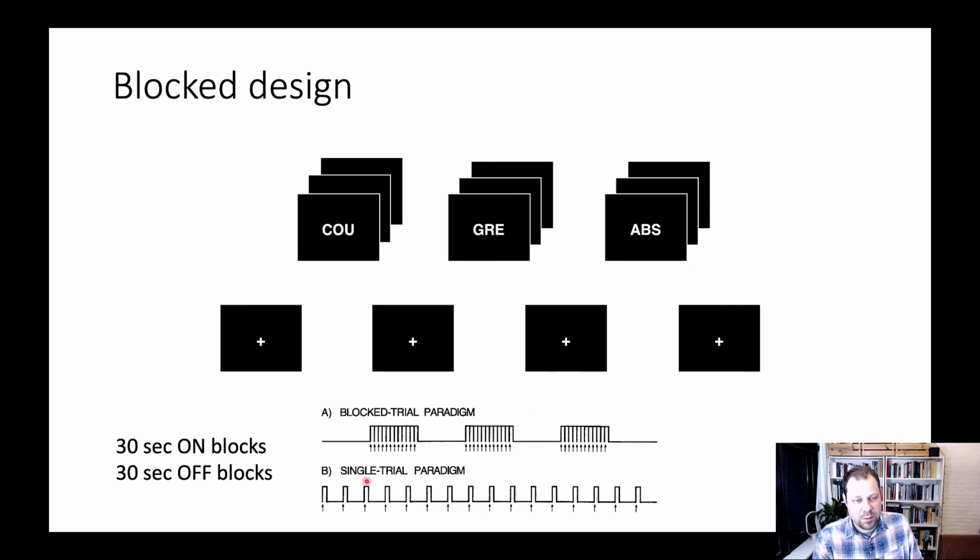In the single trial paradigm, they would see only a single word stem completion trial, followed by some off period, followed by another single word stem completion trial, and so on. And the interval between two trials was 14 to 60 seconds long.